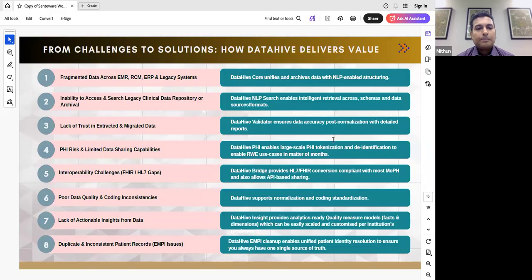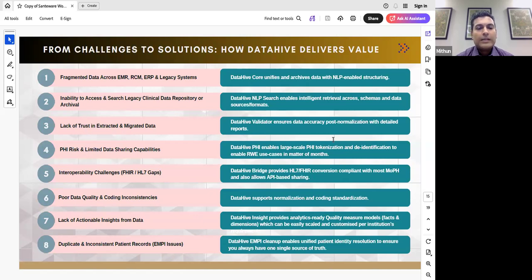The other problem is lack of trust in extracted and migrated data, because most typical extraction and migration follows a medallion architecture where you bring the data as is in a raw layer and then you normalize. But when you normalize the data, there is no actual viewer for the end users to validate. So what we provide in Data Hive is a viewer capability which unifies all of this data under a patient's timeline, and you can easily do an apples-to-apples matching with your legacy data or with any other source systems that you're using. So you have the viewing capability as well as the timeline capability.